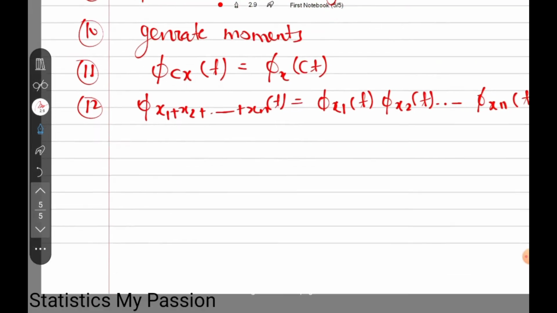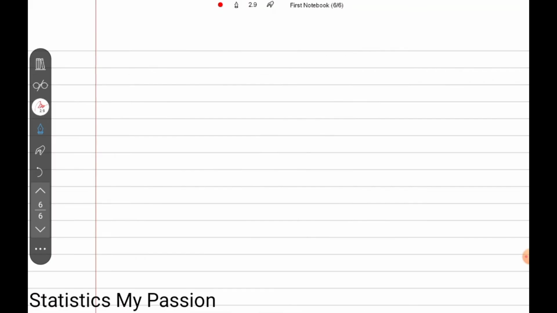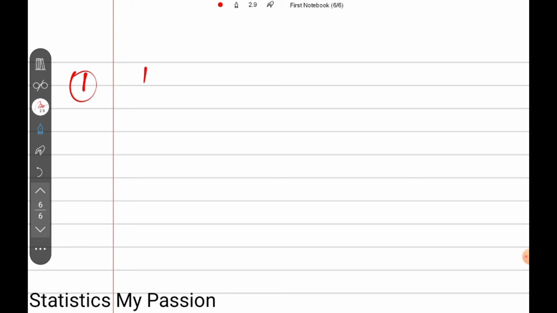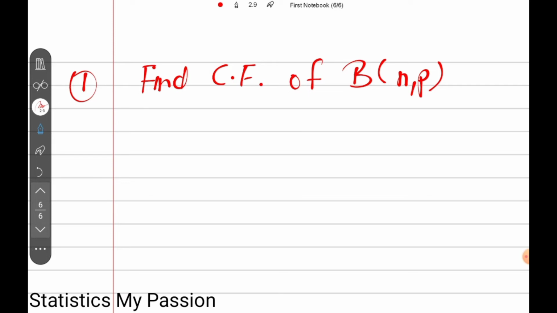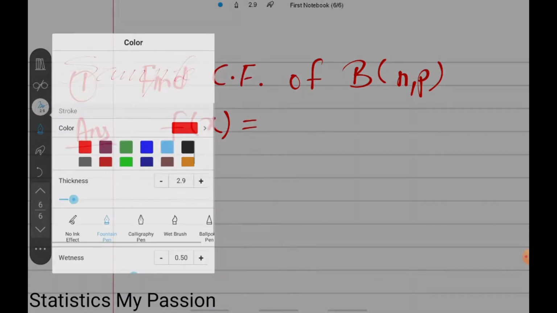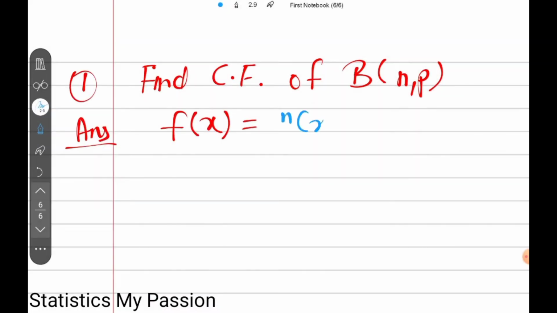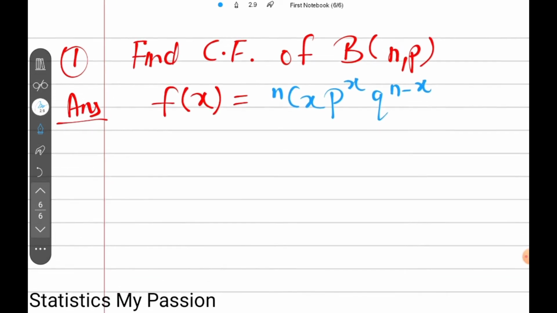So now we have examples for you. The first question is to find the characteristic function of the binomial distribution with parameters n and p. First of all, what is the function of the binomial distribution? The binomial distribution is nCx p to the power x and q to the power n minus x. Now what is phi(t)?